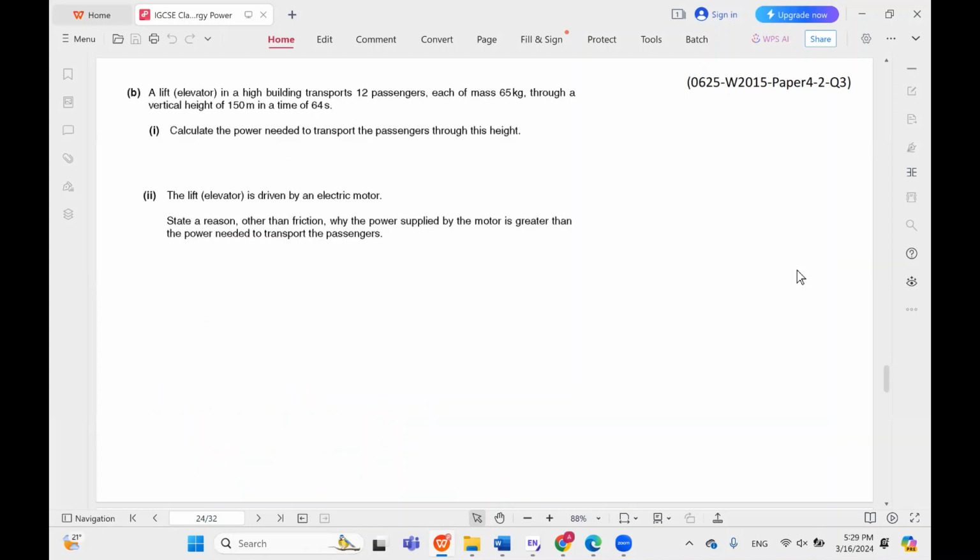A lift in a high building transports 12 passengers, each of mass 65, through a vertical height of 150 in a time of 64 seconds. Calculate the power needed to transport the passengers through this height. Of course, power is energy over time, so mgh over t.